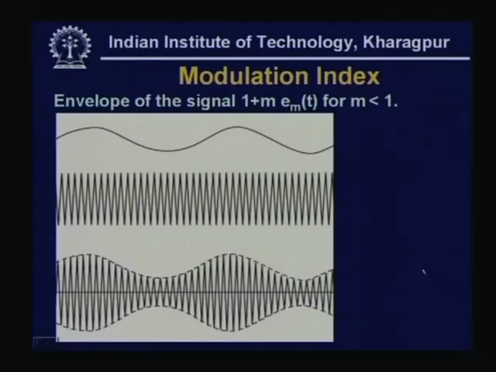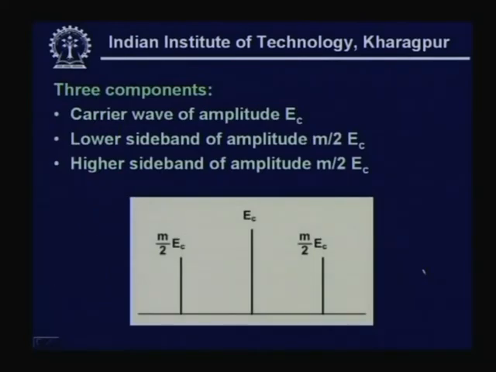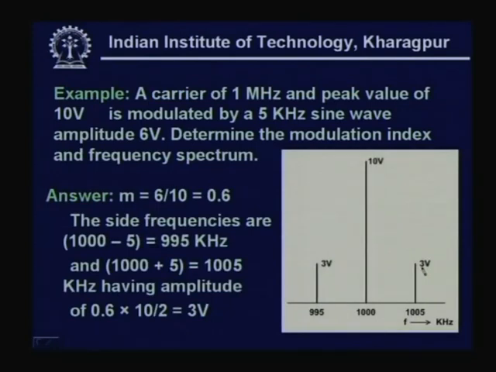Obviously, the time domain representation we have already seen, that time domain representation will be somewhat like this, and on the other hand the frequency domain representation, as you can see here, will look like this, that means three spectral components.